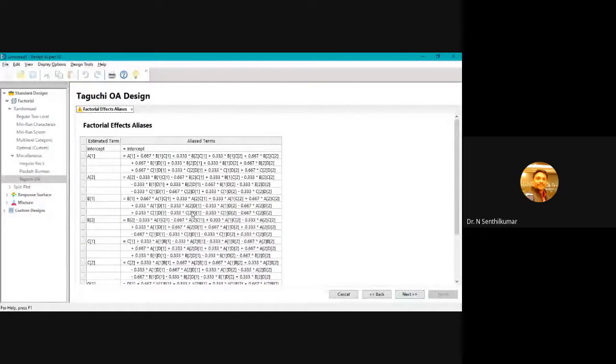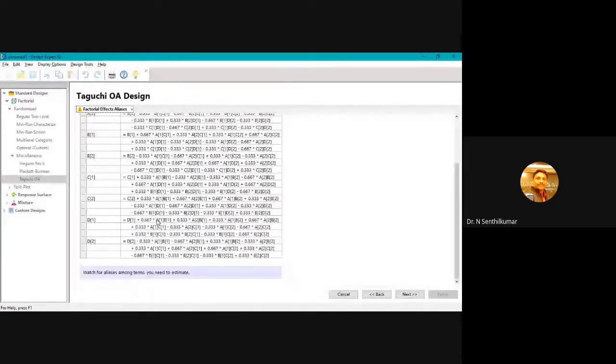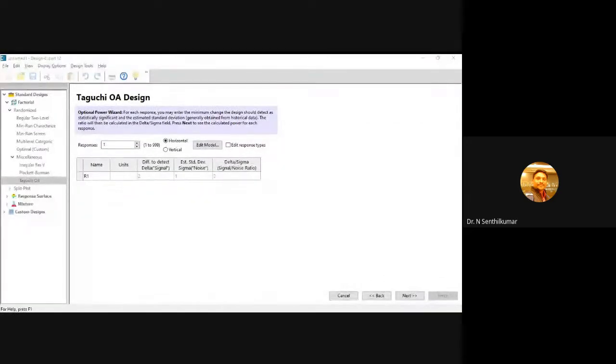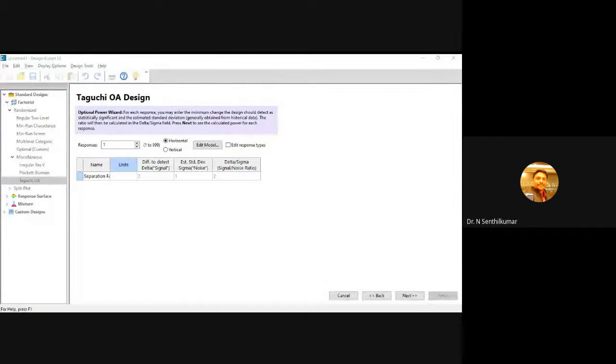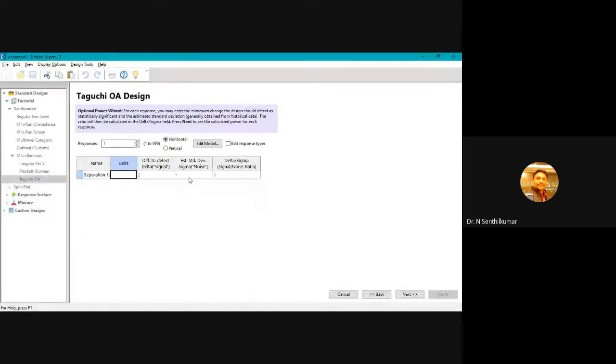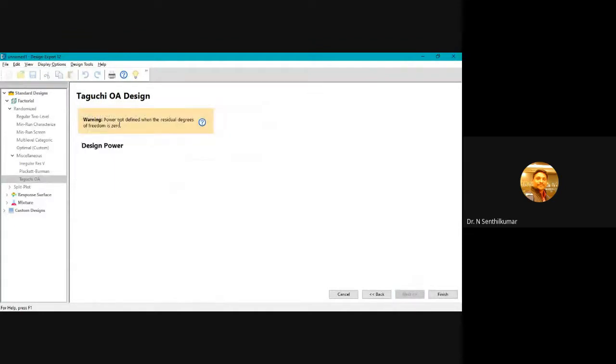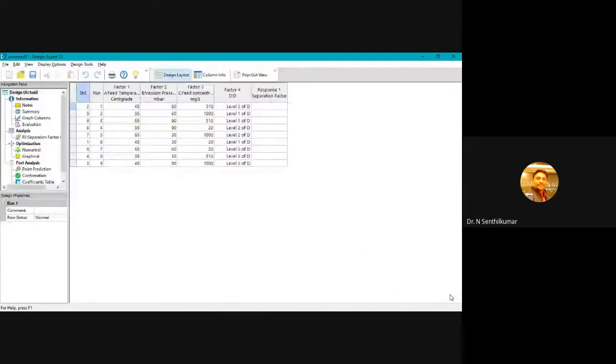So this is the intercept and all, so don't worry about this. Based on this only, the design will be developed. Then how many responses are we going to have? In this case, they have taken only one response, that is called the separation factor. Initially I am not going to select this power option, since power is not defined when the residual degrees of freedom is 0. Okay, finish. That's all.